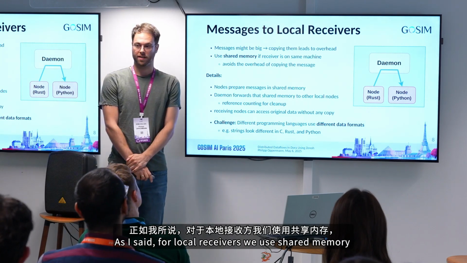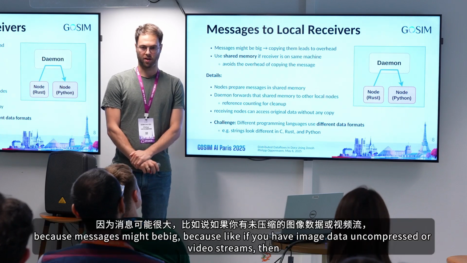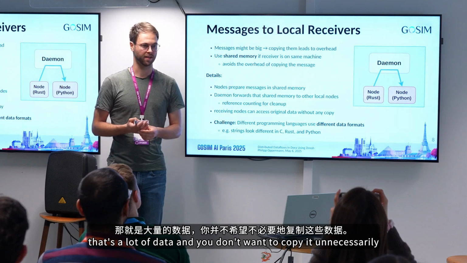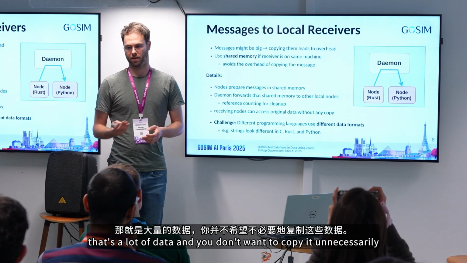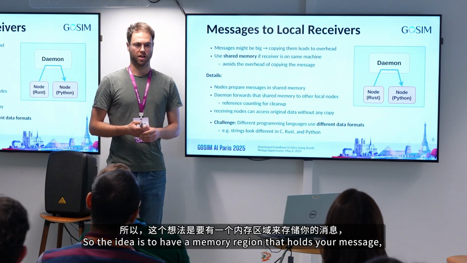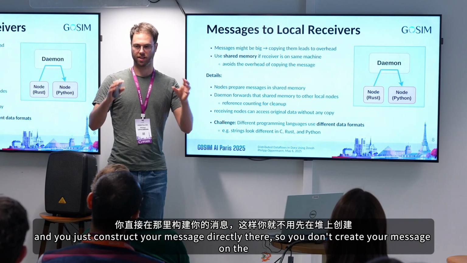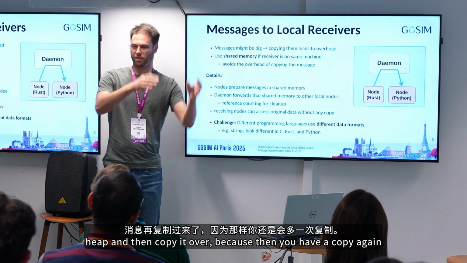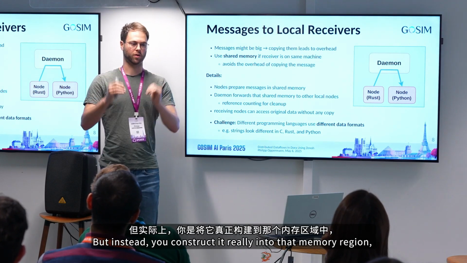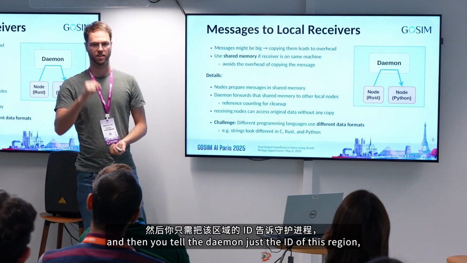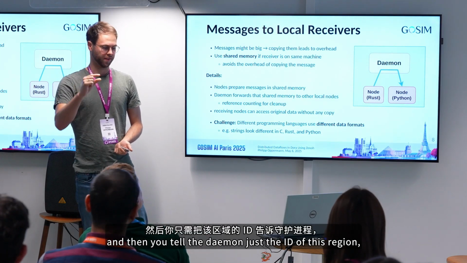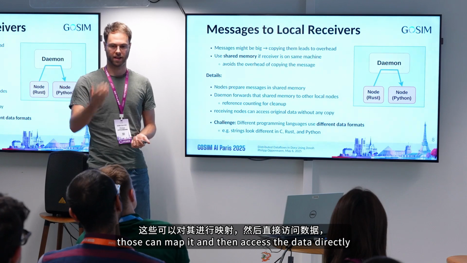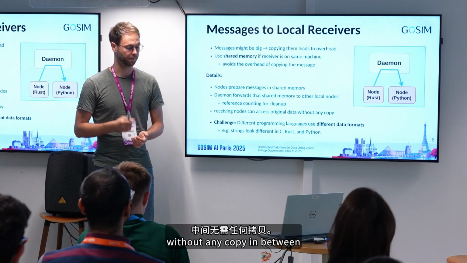As I said, for local receivers, we use shared memory because messages might be big. If you have uncompressed image data or video streams, that's a lot of data and you don't want to copy it unnecessarily. So the idea is to have a memory region that holds your message, and you construct your message directly there. You don't create your message on the heap and then copy it over, because then you have a copy again. Instead, you construct it directly in that shared memory region, and then you tell the daemon just the ID of this region, and the daemon can forward it to the other local receivers. Those can map it and then access the data directly without any copy in between.